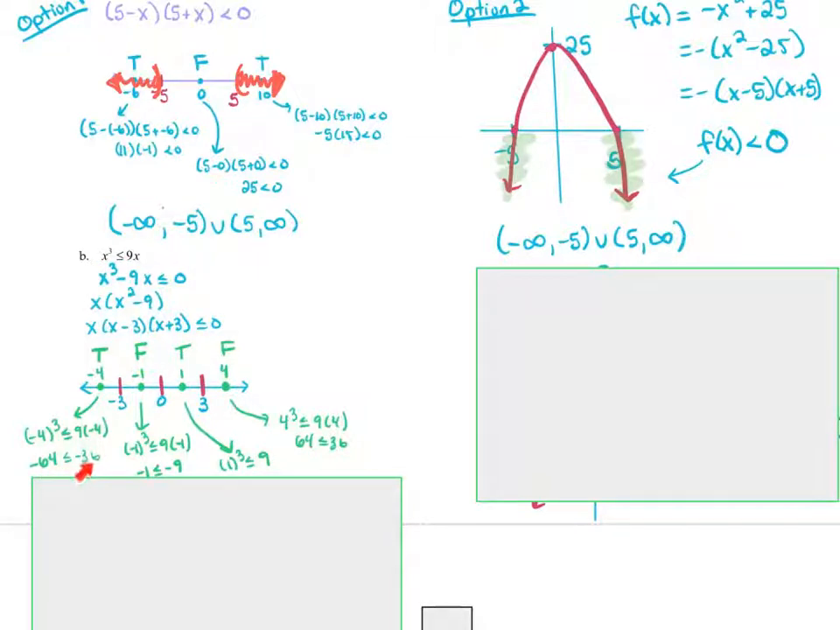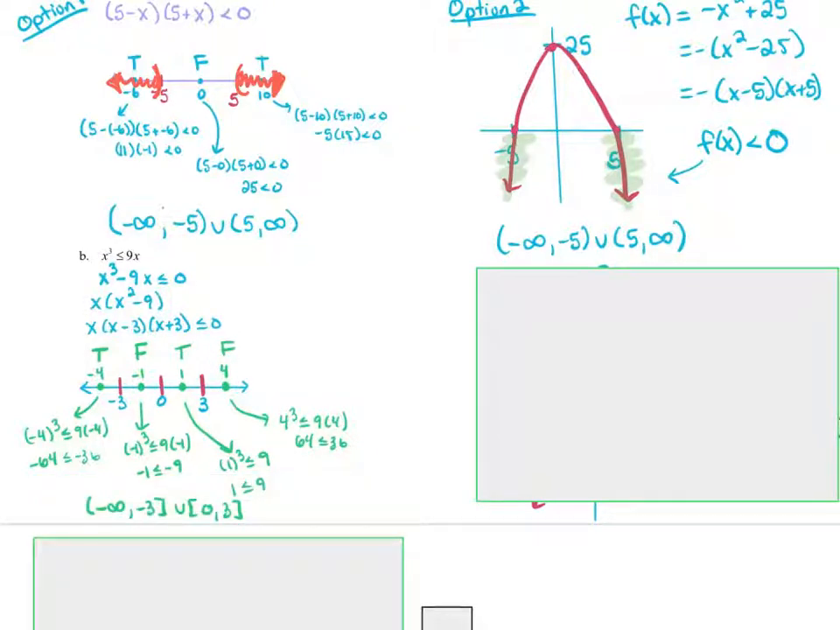negative 64 is less than negative 36 when I plug in negative 4, so I write true. And then I just go through for each one. Negative 1 is less than or equal to negative 9, false. 1 is less than or equal to 9, true. 64 is less than or equal to 36, false.